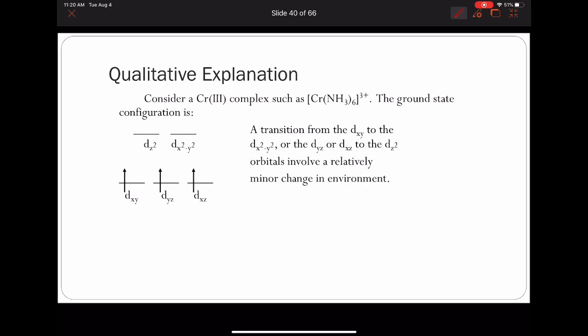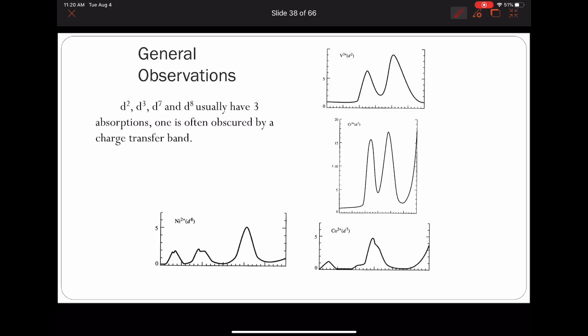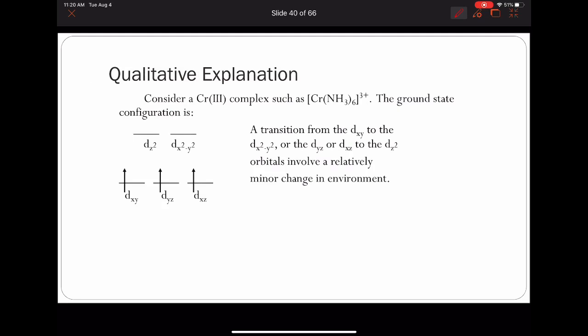So let's consider, back to our systems where we have three bands that are observed. In particular, when we looked at our d2, d3, d7, and d8 systems, let's consider a chromium-3 complex. So let's look at hexaamine chromium-3 and try to justify why we would observe three bands in that system.